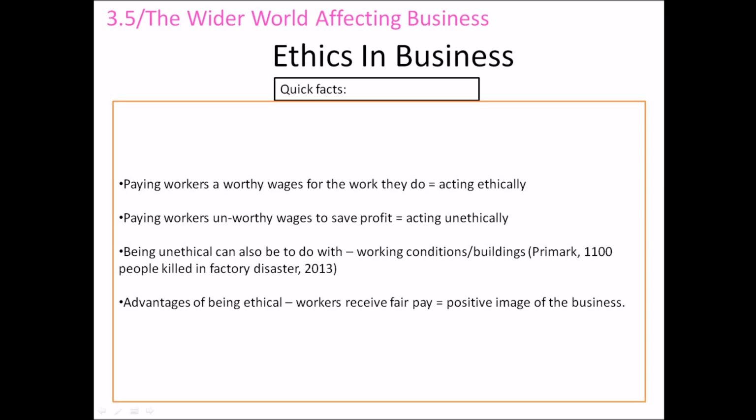Moving on to 3.5, and this is about the wider world affecting business. So first of all, we'll look at ethics in business, and this is probably going to come up this year, so I've gone into quite a bit of detail on this. To act ethically could be things like paying a worker a worthy wage for the work they do. Acting unethically is basically stuff like paying workers unworthy wages to save profit. That's acting unethically. It's acting on the business's behalf before the staff.